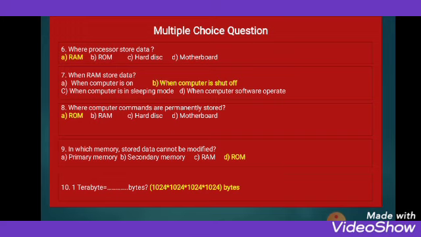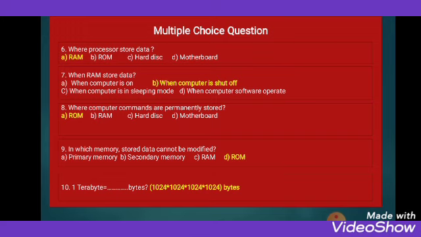Number 8, where are computer commands permanently stored? Which place are commands stored in? Read carefully in your textbook. A, ROM, B, RAM, C, hard disk, D, motherboard. So we are getting here the correct answer is ROM.